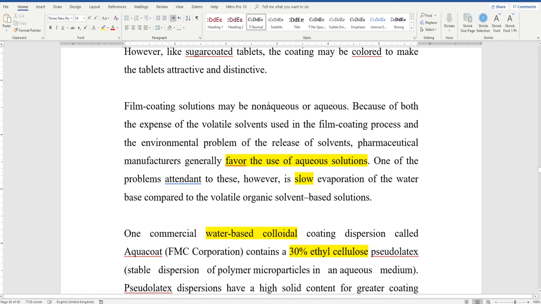But even though this may be easier, this one is safer and cheaper, اللي هو using aqueous preparation. Not only that, but from environmental point of view, using aqueous vehicles are much preferred than non-aqueous vehicles. That's why in industry they generally favor the use of aqueous solution. طب شو المشكلة? What's the problem? Slow evaporation, okay? And another problem is that it can affect the tablet ingredients.